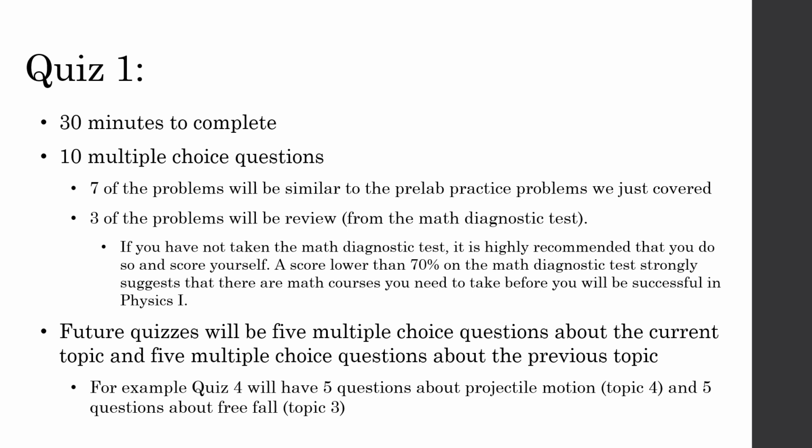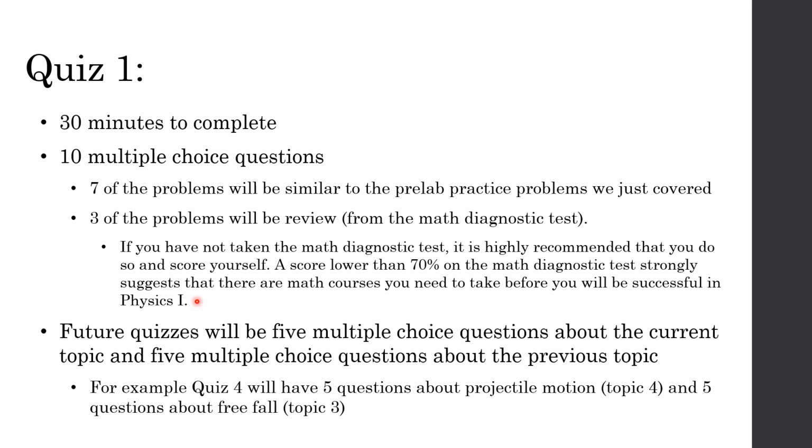And when I say review, I mean they're going to be from the math diagnostic test. If you have not taken the math diagnostic test, it is highly recommended that you do so and score yourself. And score yourself honestly, too. A score lower than 70% on the math diagnostic test strongly suggests that there are math courses you need to take before you will be successful in Physics 1. If you do not have a really strong background in trigonometry and algebra, you are really going to struggle to keep up in Physics 1. And I would highly recommend that you take those classes before you try to attempt Physics 1.